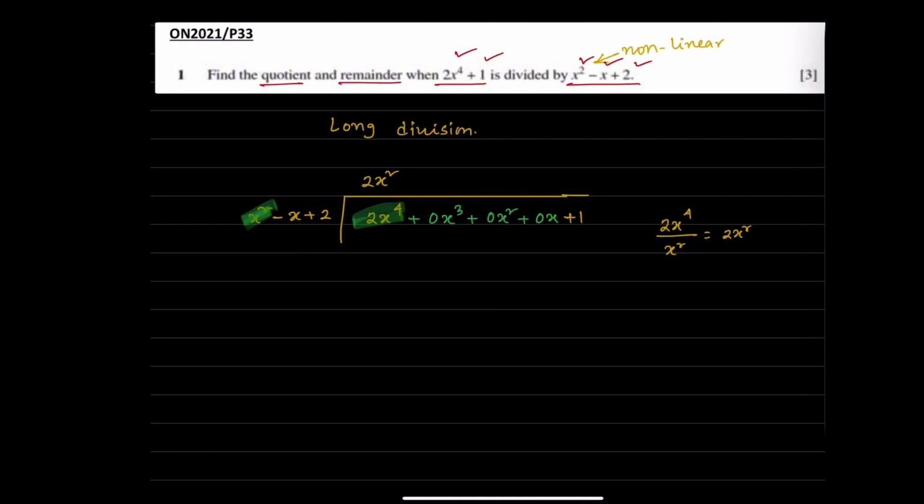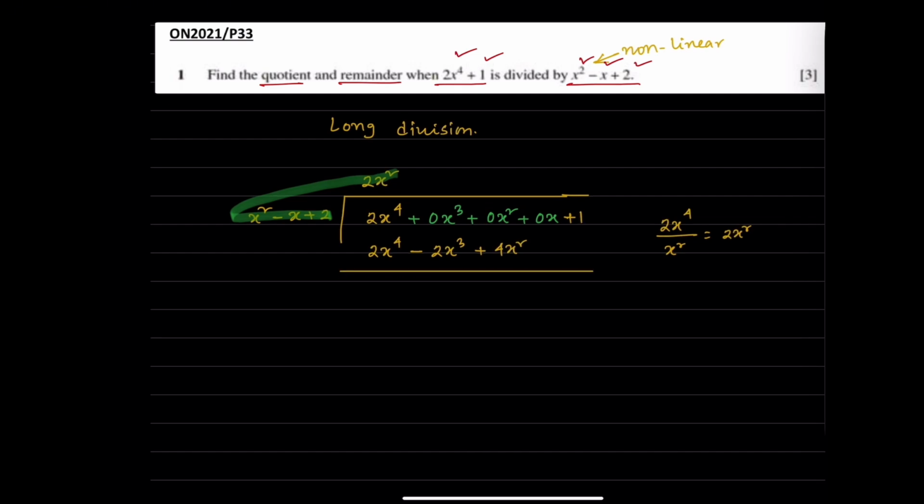And then in the second step, multiply this one with the whole divisor and write it here. So 2x square times x square is 2x to the power 4. 2x squared times minus x is minus 2x cube. 2x squared times plus 2 is 4x squared.